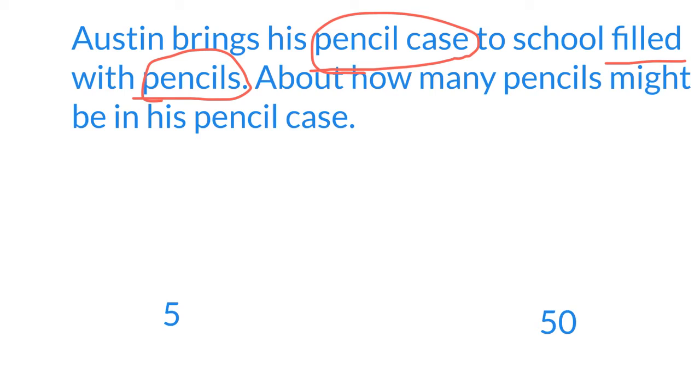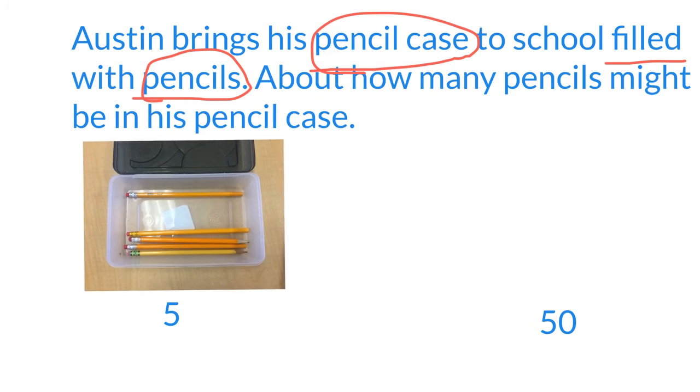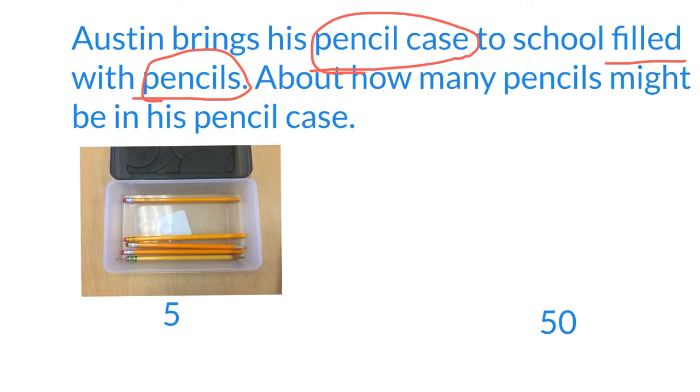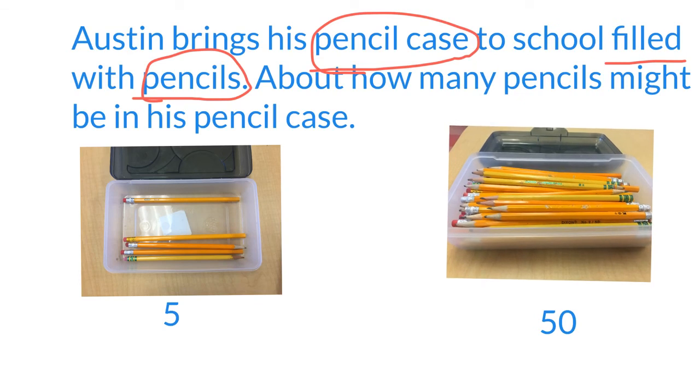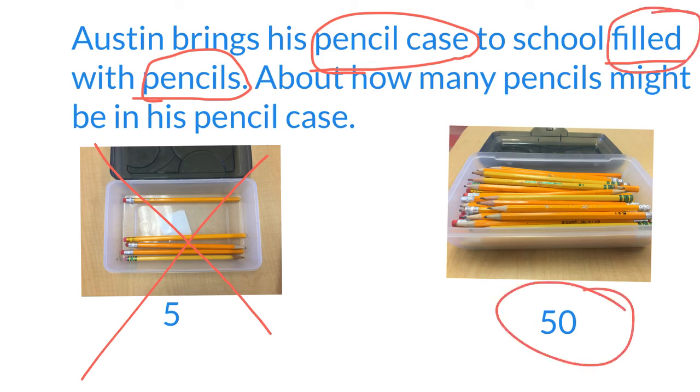I actually took pictures of the pencil case. So here we have a visual now of 5 pencils, and we have a visual of 50 pencils. We can tell that this one is not filled with pencils, and that's what it said in the word problem. So our best estimate here would be 50 pencils in his pencil case. So now you know why the size of the container, our pencil case here, and knowing the size of the pencils is going to help us.